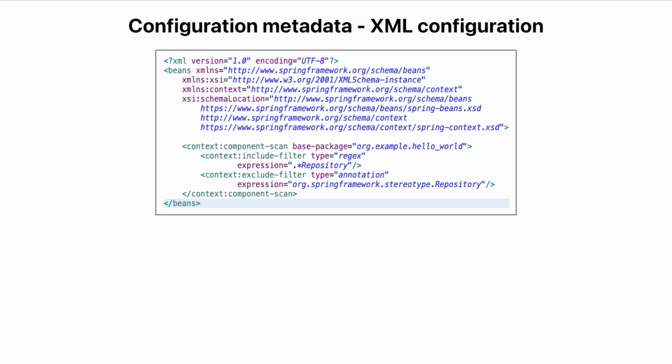Component scanning can be enabled in XML configuration to mix XML configuration with annotation based configuration. Filters can be specified using context colon include-filters tag and context colon exclude-filters tag. Context colon component-scan tag can be used to enable component scanning.